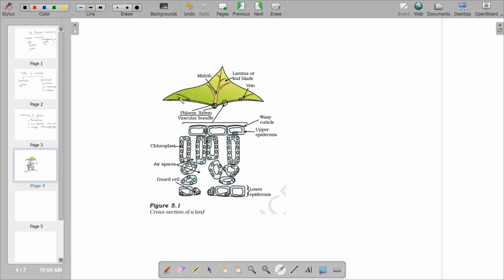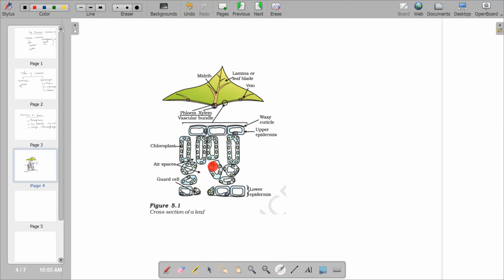Okay, so you can see this is a leaf. When we take a cross section of this leaf, we will get this diagram. You can see the outermost waxy layer present in the leaf, it is the cuticle. Below the cuticle is the upper epidermis, and here you can find the lower epidermis, and in the lower epidermis you can find this opening. This is the stomata. On either side of the stomata you can find the guard cells.